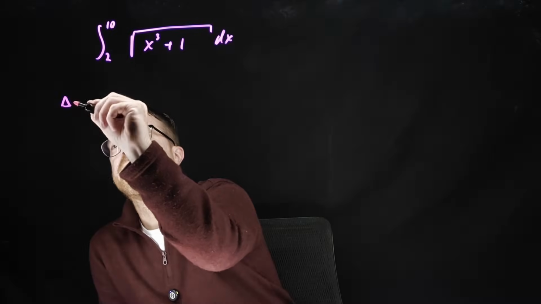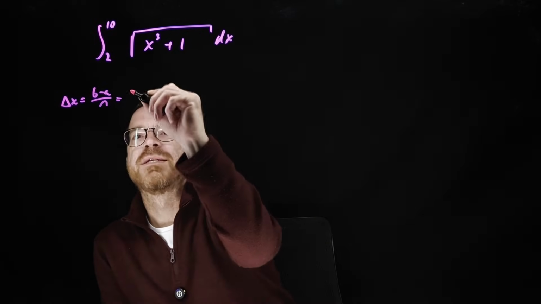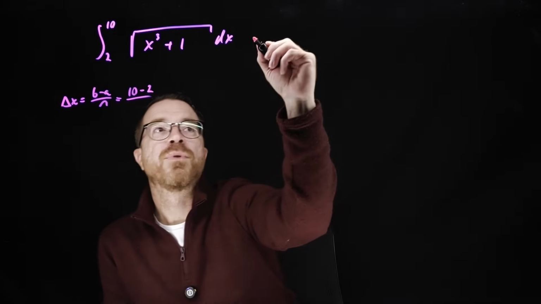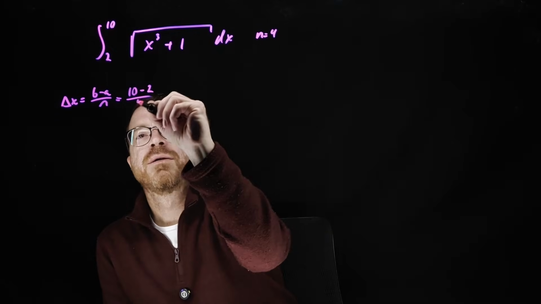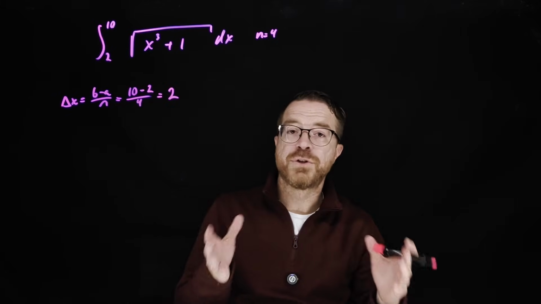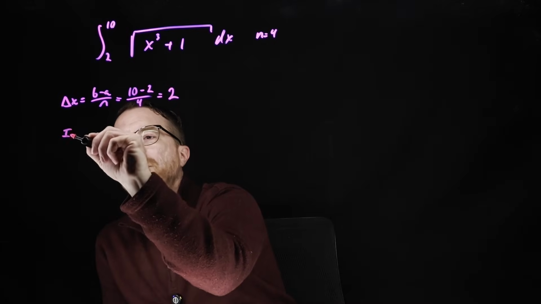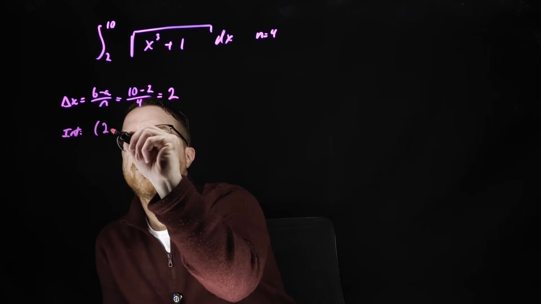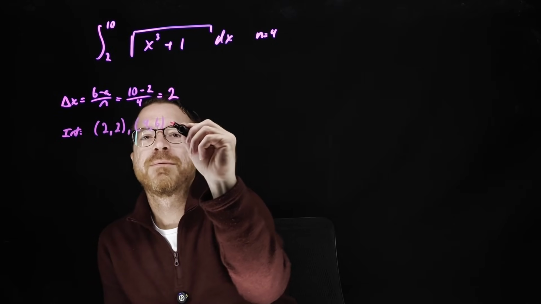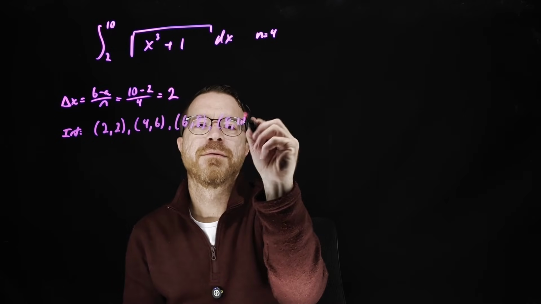So our delta x in this case is going to be (b minus a) over n, where b is 10, a is 2, and n is that number 4 from our problem. So 8 divided by 4 gives us an interval width of 2. Now we'll figure out what our intervals are. Starting at 2, our intervals are 2 to 4, 4 to 6, 6 to 8, and 8 to 10.